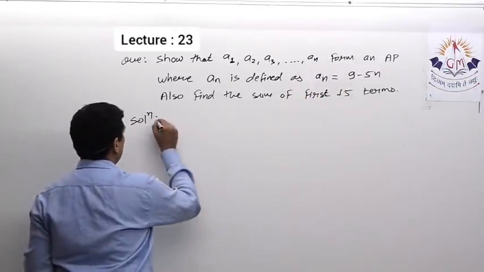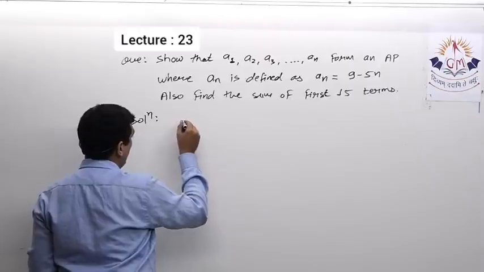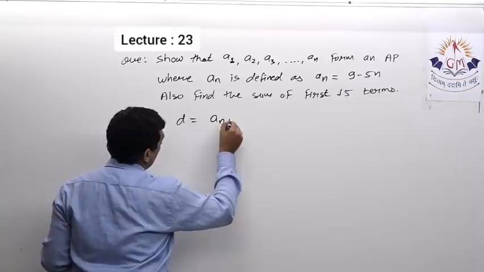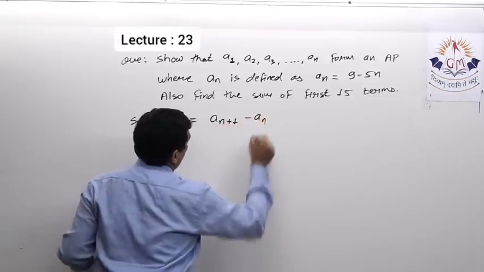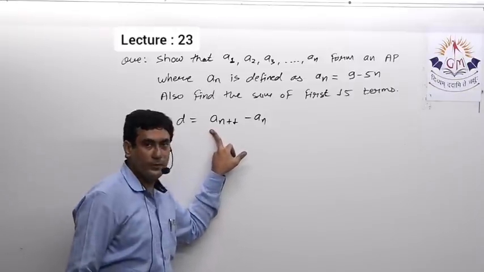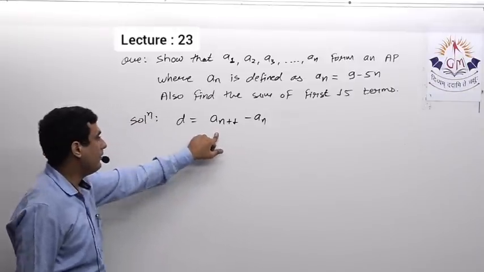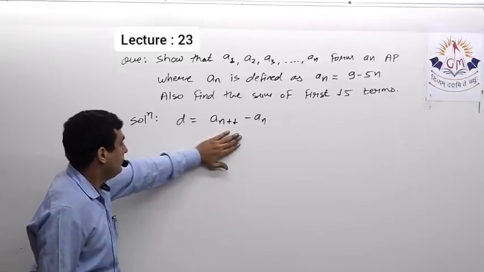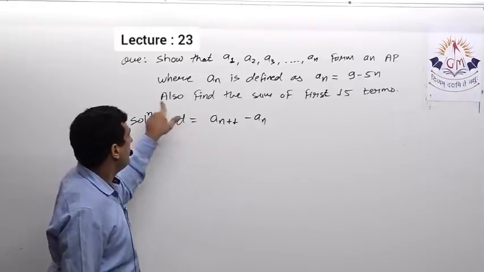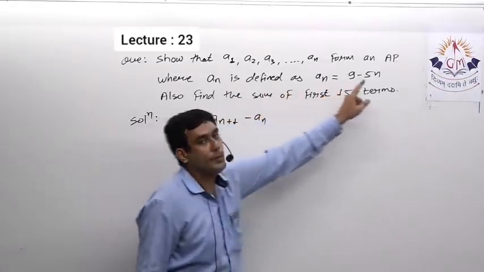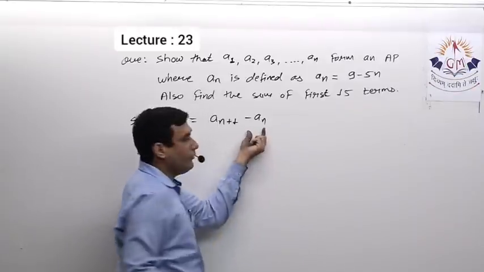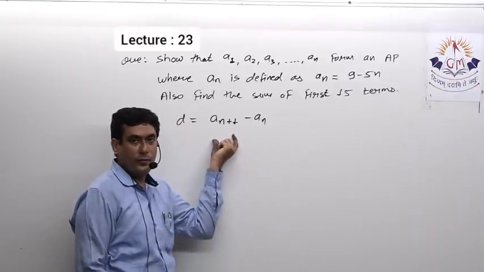So if you know, there was a formula of common difference. It was an plus 1 minus an. We saw it in our first or second lecture of this AP. So now we use this formula to check whether the given an represents an AP or not. A value of an is given, and we have to find the value of an plus 1.